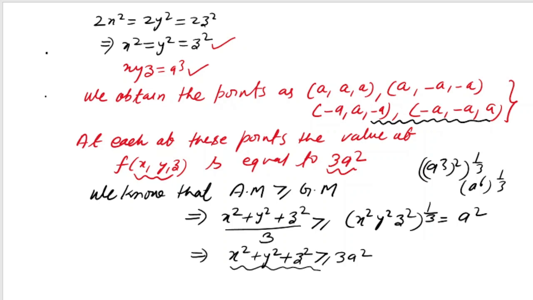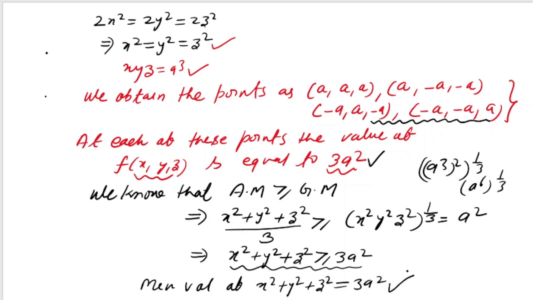What should we conclude from this? That the value of x square plus y square plus z square is greater than or equal to 3a square, which means the minimum value of x square plus y square plus z square is equal to 3a square. So the value that I got at all these critical points was actually the minimum value. I hope you understood this.